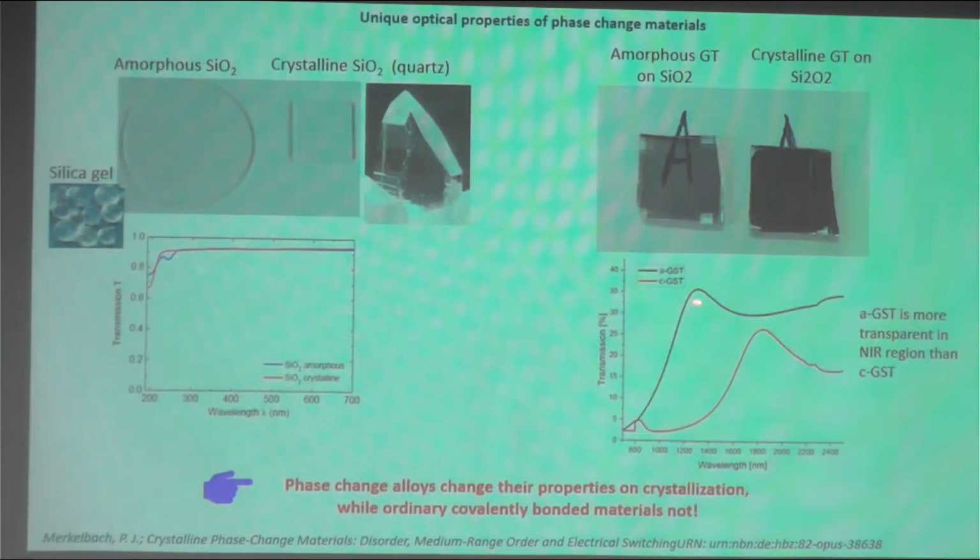Here we can also see it nicely in the optical transmission measurement. This is the amorphous state, and this is the crystalline state. We can see that the amorphous state is more transparent than the crystalline state. So phase change alloys change their properties on crystallization, unlike ordinary covalently bonded materials such as silicon dioxide.